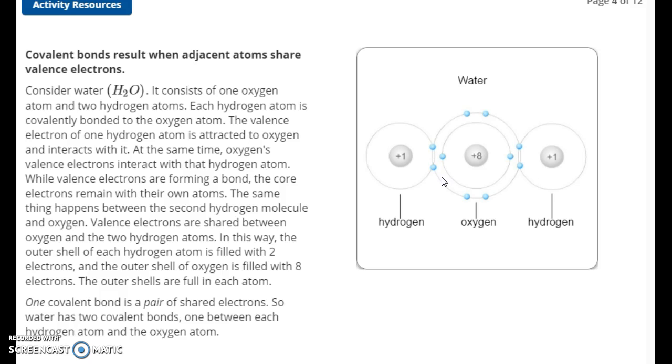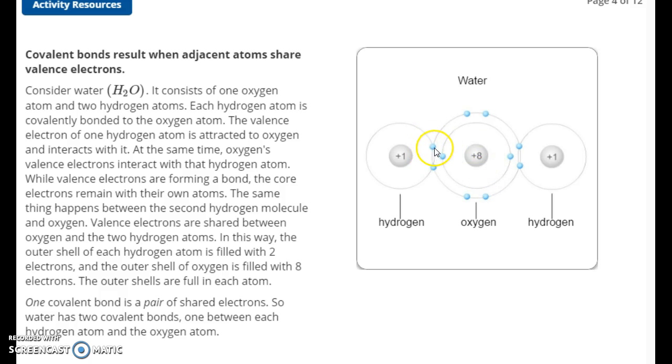While valence electrons are forming a bond, the core electrons remain with their own atoms. The same thing happens between the second hydrogen atom and oxygen. Valence electrons are shared between the oxygen and two hydrogen atoms. In this way, the outer shell of each hydrogen atom is filled with 2 electrons, and the outer shell of oxygen is filled with 8 electrons. Therefore, the outer shells in each are full.